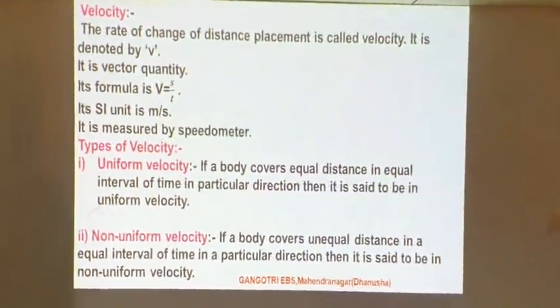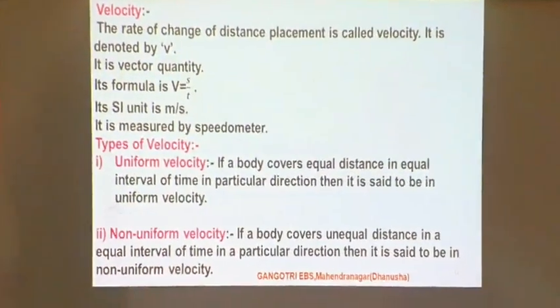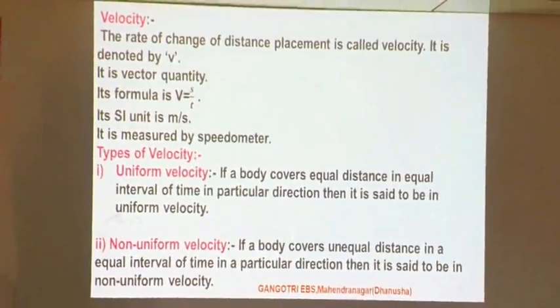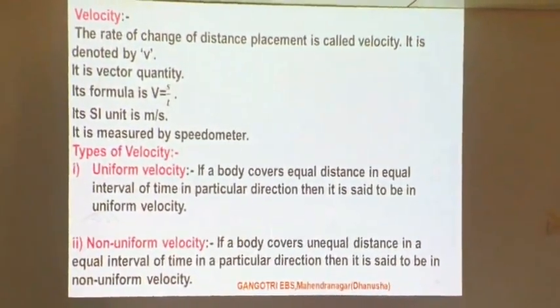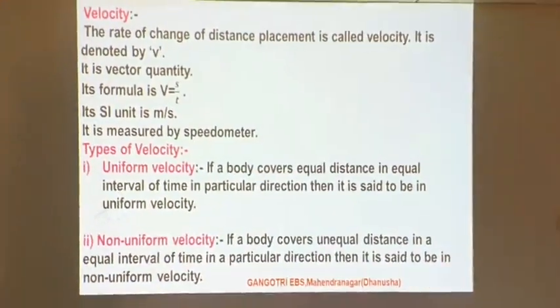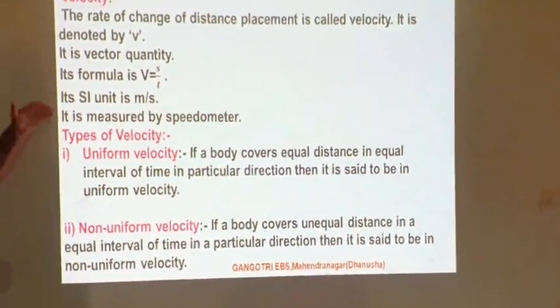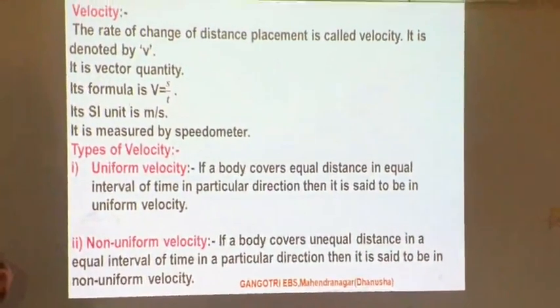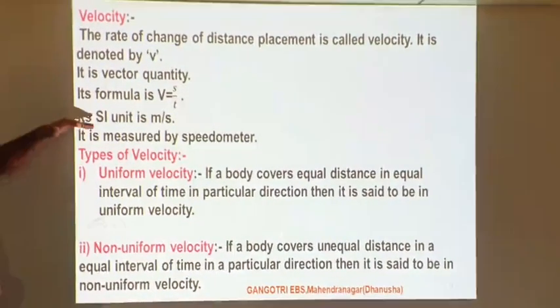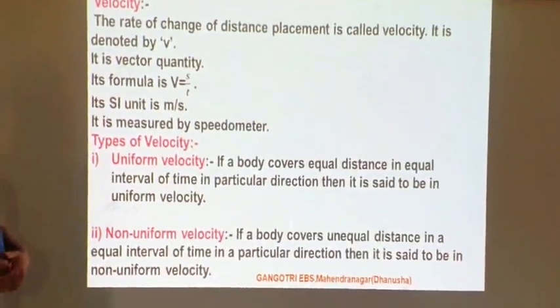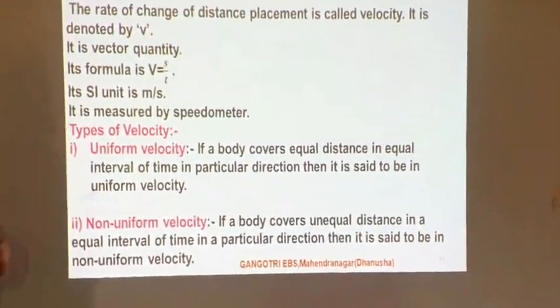Velocity means the rate of change of displacement. It is denoted by V. It is a vector quantity and its formula is V equals S by T. Its SI unit is also meter per second. It is measured with the help of a speedometer.